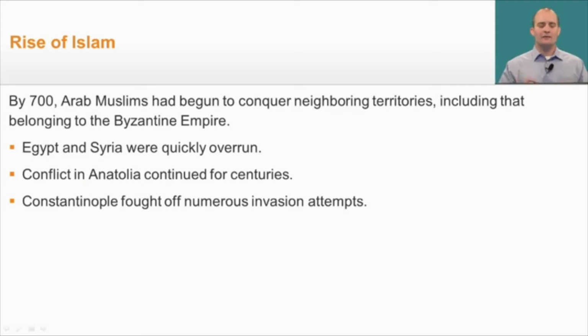However, Constantinople was able to fight off numerous invasion attempts, and because of this, the Arab Muslims during this time turned their attention from Constantinople to Southeast Asia and actually the Indian subcontinent.